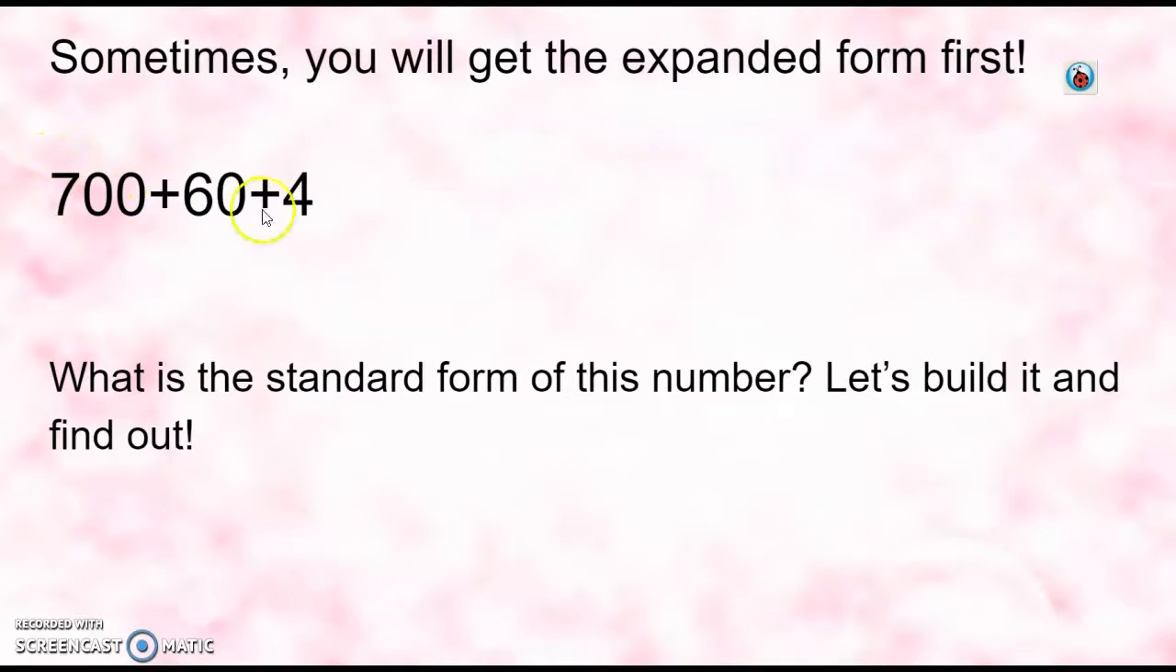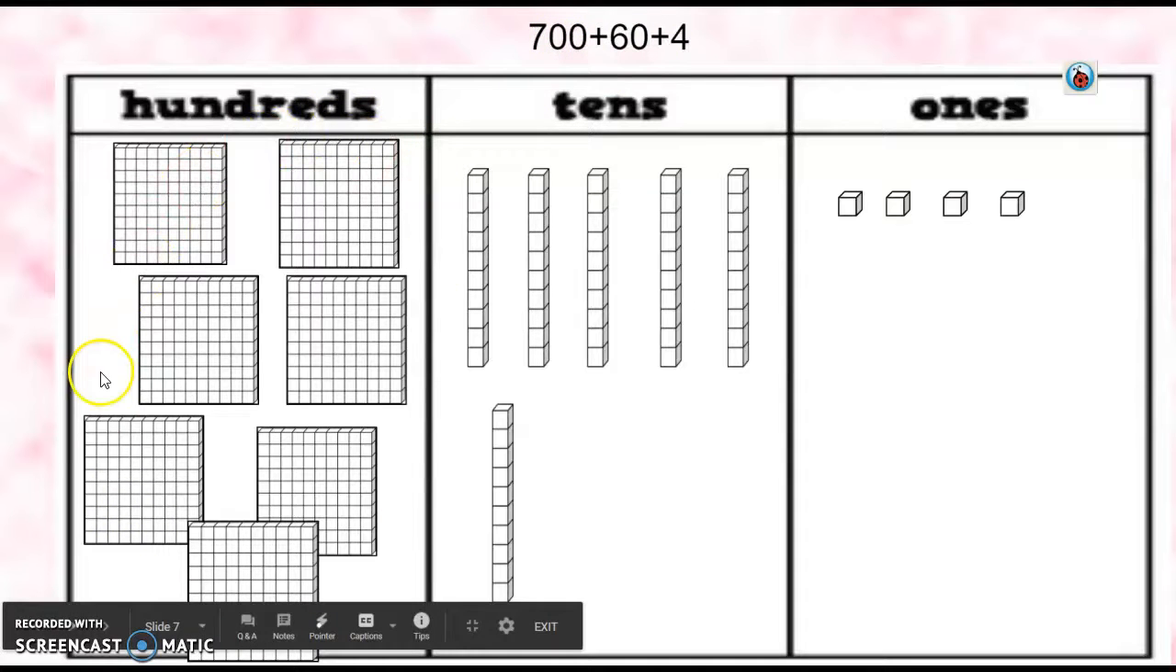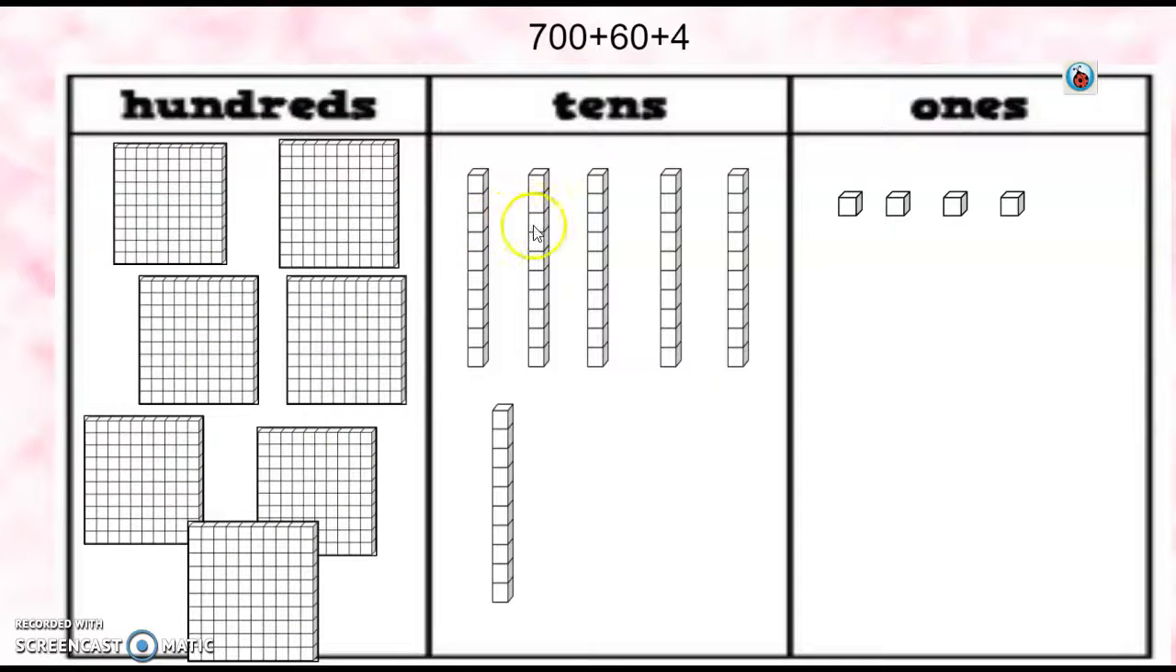Sometimes the problem will show you this first before it shows you in standard form. And it will ask you, well, what is it? Let's build it and find out. 700, 60, and 4, and you add it all together. So this is the number right here in expanded form. You have 700. 1, 2, 3, 4, 5, 6, 7. You have 60: 10, 20, 30, 40, 50, 60. And you have 4: 1, 2, 3, 4. If you add it all together, you get 764.